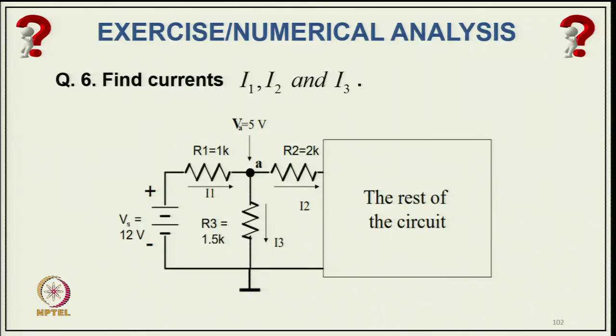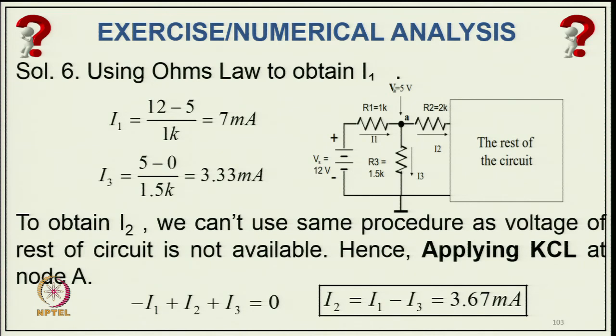Now, question 6, find the currents I1, I2, I3 in this network, where the 12 volt source is there, and node A has 5 volt, and we have resistances R1 equal to 1 kilo ohm, R3 equal to 1.5 kilo ohm, and R2 equal to 2 kilo ohm. Currents are flowing in all three branches I1, I2 and I3, and the rest of the circuit is of course not known. So, using Ohm's law, I1 will be the source voltage 12 volt minus the voltage at node A, divided by 1 kilo ohm, that is 7 milliampere, and I3 is the current going through it between 5 volt and node 0, that is the reference node, 5 minus 0 divided by 1.5, that is 3.33 milliampere.